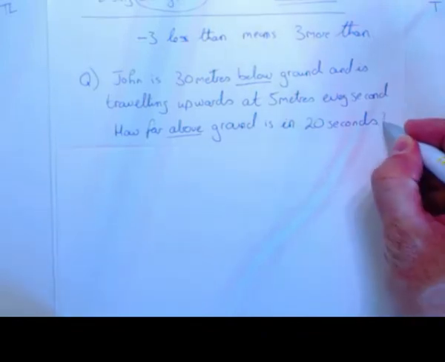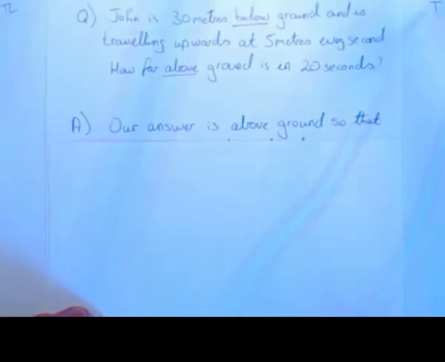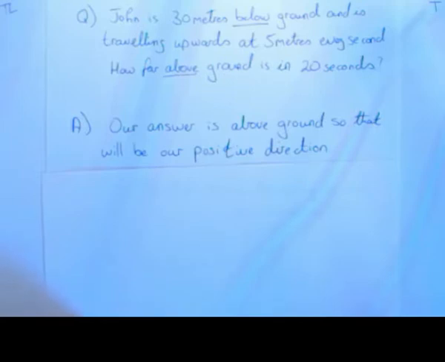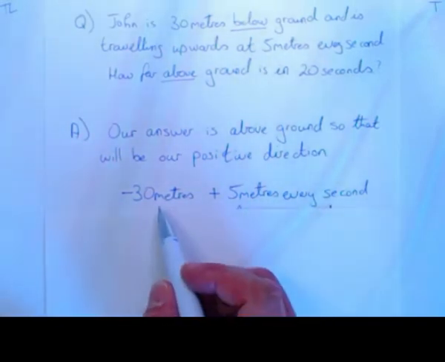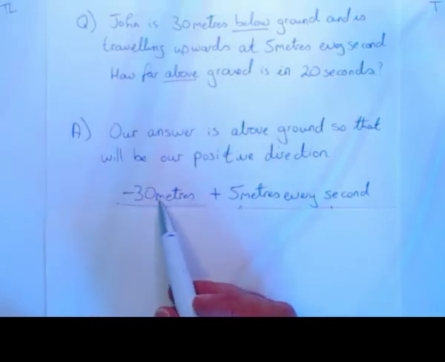So in this question, we're told that John is 30 meters below ground and he's traveling upwards at 5 meters every second. Question is, how far above ground is he in 20 seconds? Okay, so our answer is above ground, so we're going to use that as our positive direction. So anything above ground we'll use as normal whole numbers, and anything below ground we're going to use negative numbers for. So when we say 30 meters below ground, we're going to use minus 30 to indicate that we started at 30 meters below ground.